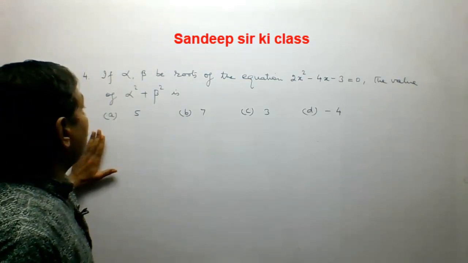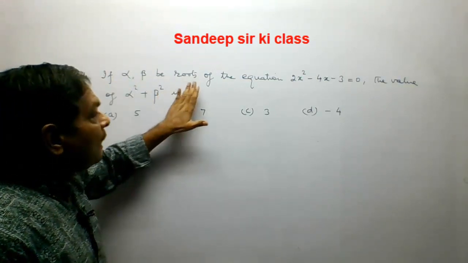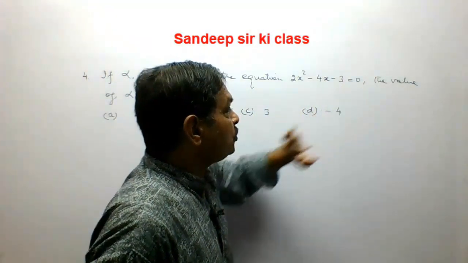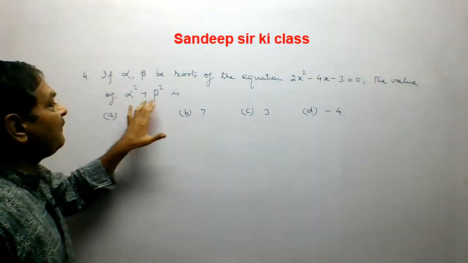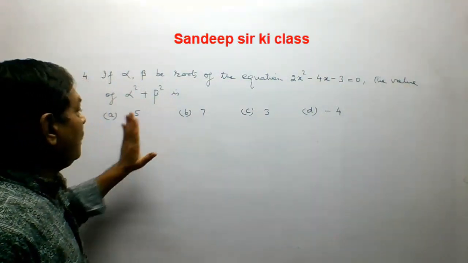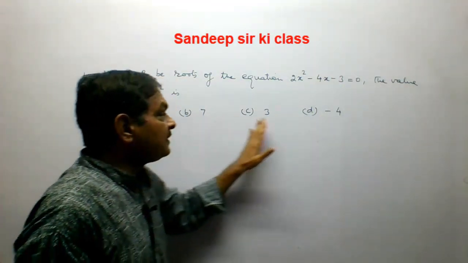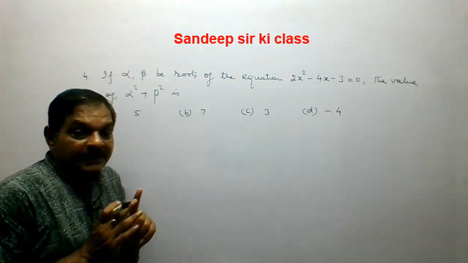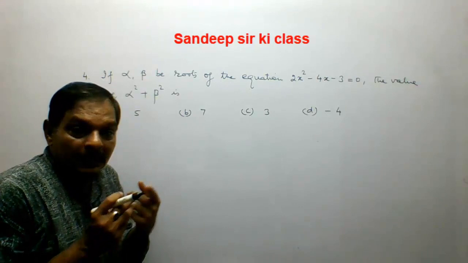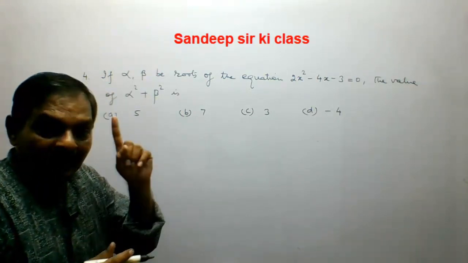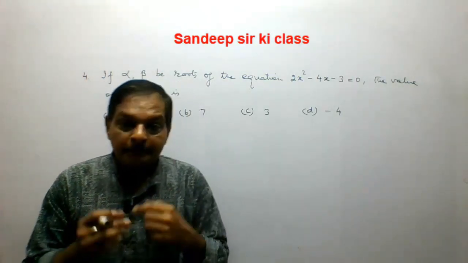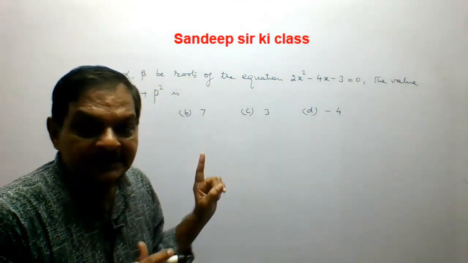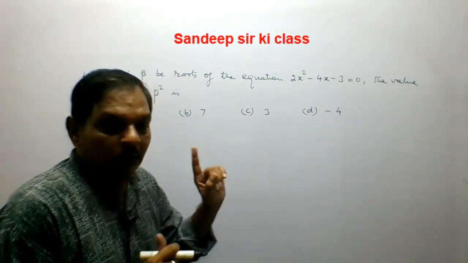Question number 4. If alpha and beta are the roots of the equation 2x square minus 4x minus 3 is equal to 0, the value of alpha square plus beta square is. Options are 5, 7, 3 and minus 4. Very important question, because in this question we are going to learn many things which will help us in solving many questions of quadratic equation. So let us understand this question very thoroughly.